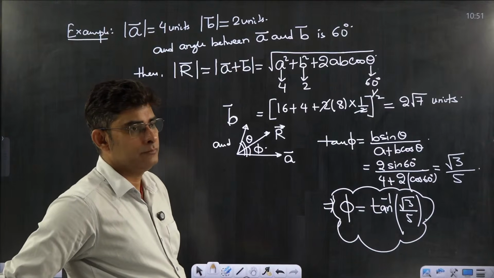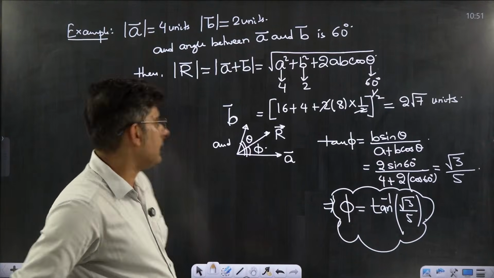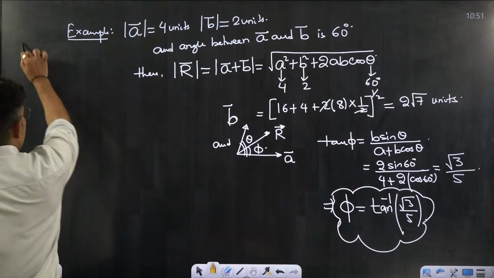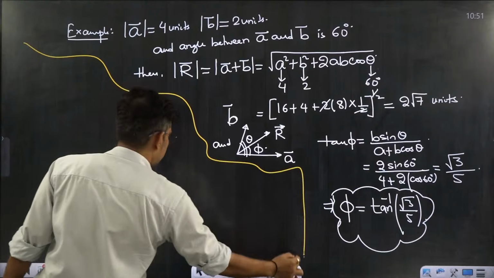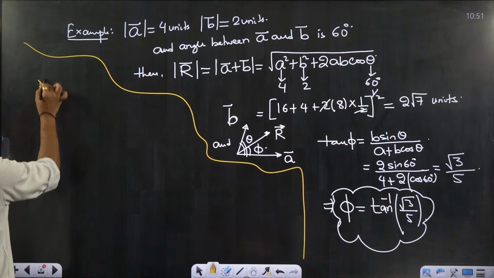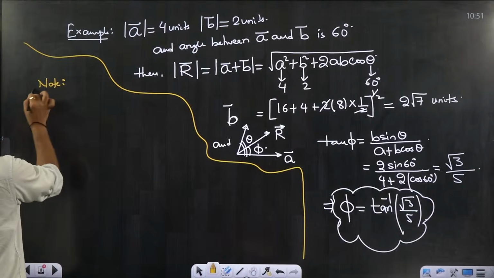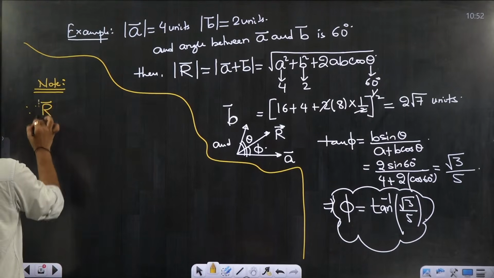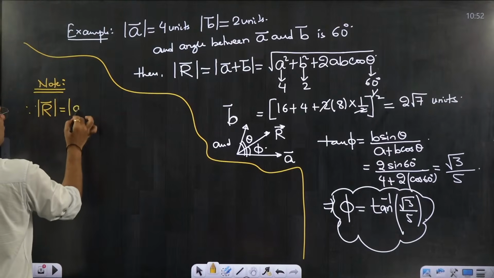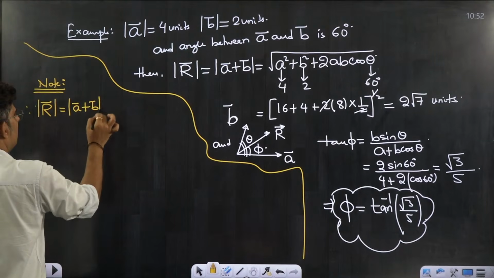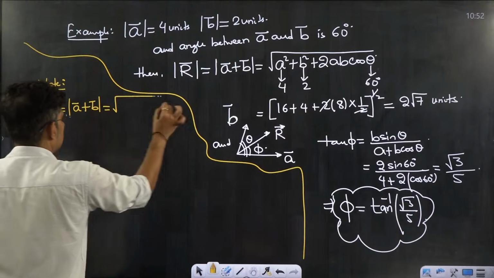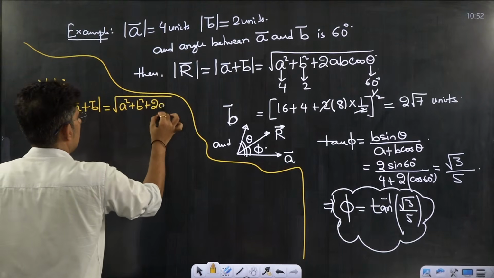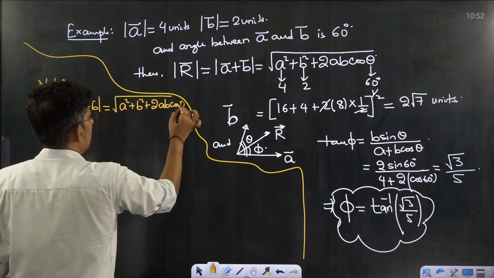Is it clear? So I will end the class with 2-3 important quick notes. The magnitude of the resultant of two vectors is root of a square plus b square plus 2ab cos theta.